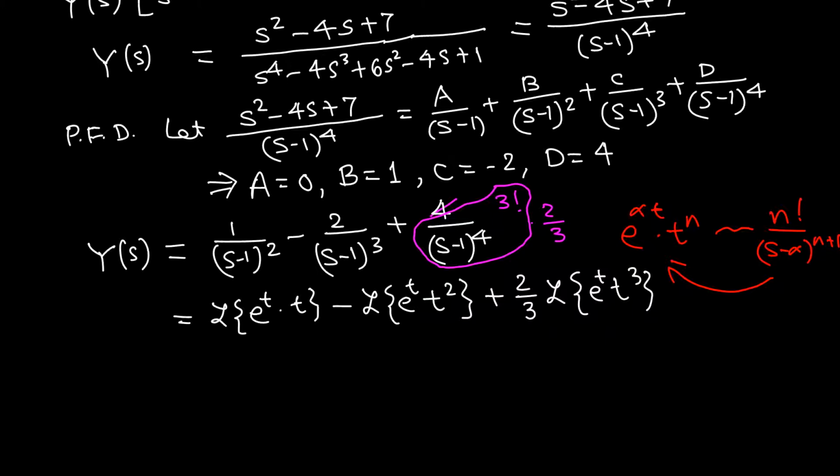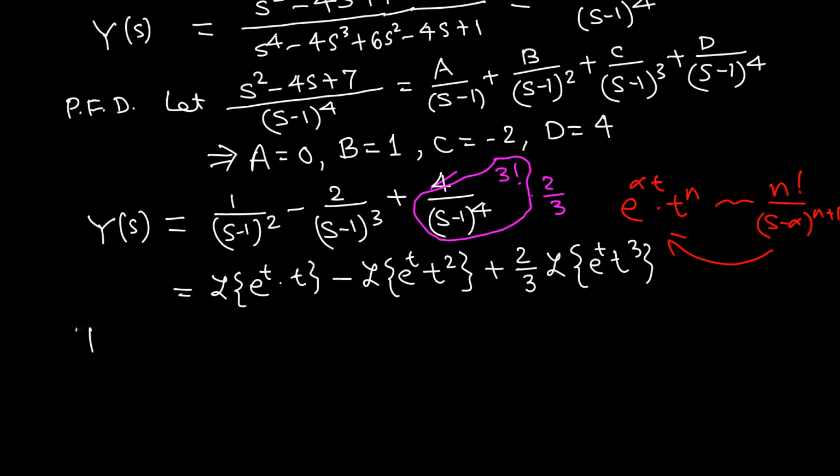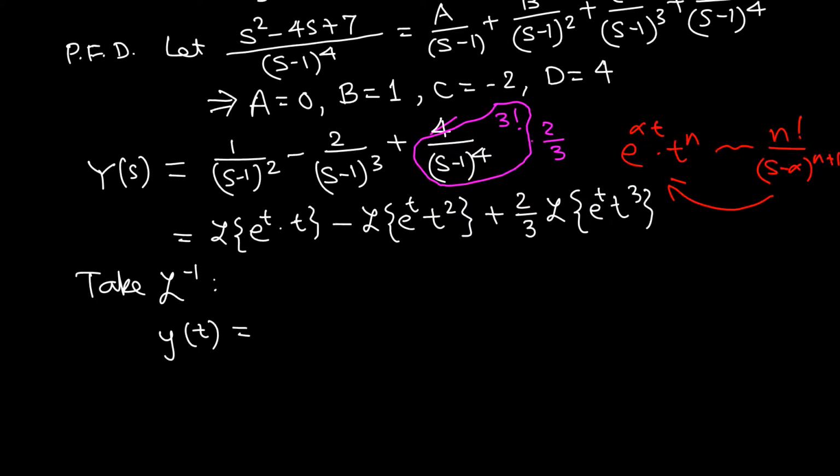Now we take the inverse Laplace on both sides. Then we recover the function y, which equals, since the inverse Laplace is also linear, e to the t times t, minus e to the t times t squared, plus 2/3 e to the t times t cubed. We can factor e to the t from each term, but this is the final answer.